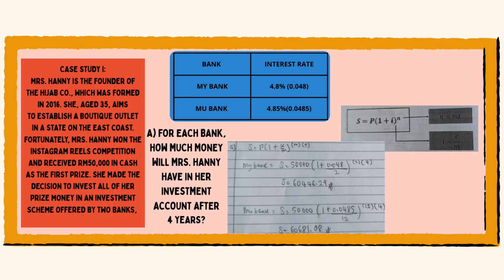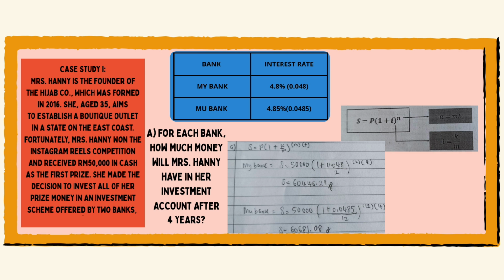For this case study, Mrs. Henny won 50,000 ringgit from an Instagram Reels competition and decided to invest all the money in an investment scheme offered by two different banks. The two options are MY Bank, 4.8% interest rate compounded semi-annually, and MU Bank, 4.85% interest rate compounded monthly.